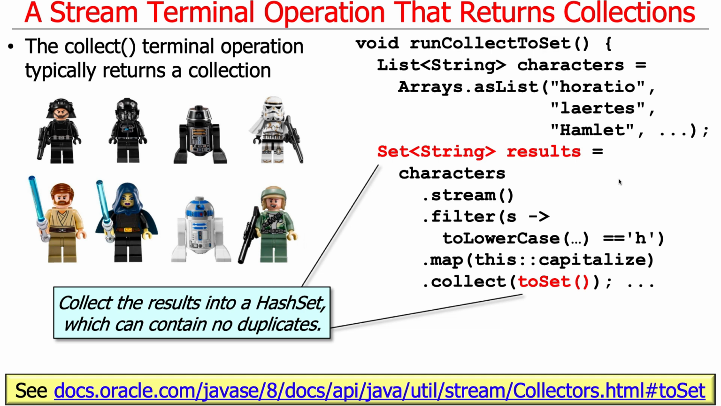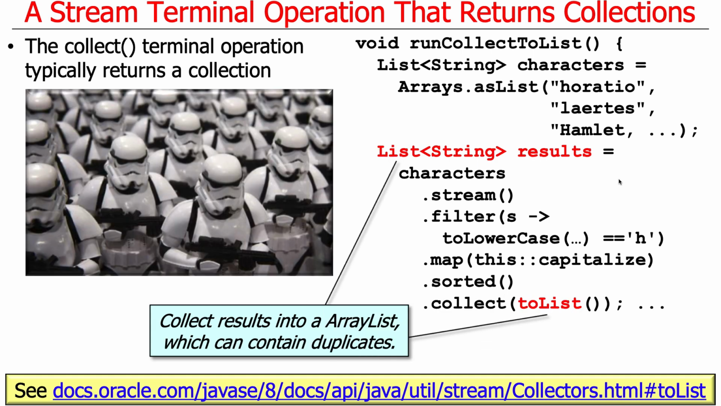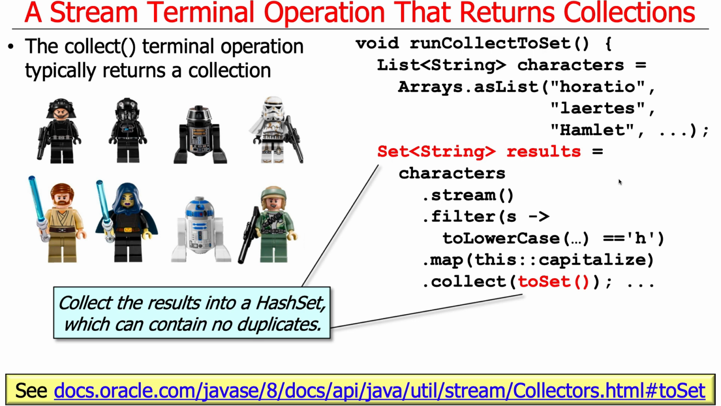Even if you had a whole bunch of Stormtrooper elements, there's only one of them. It doesn't really matter which one, just probably the first one. There's only one element that'll be stored into the set. Anything else will be ignored. So main difference, the list could have duplicates. A set must have only unique elements, so no duplicates.